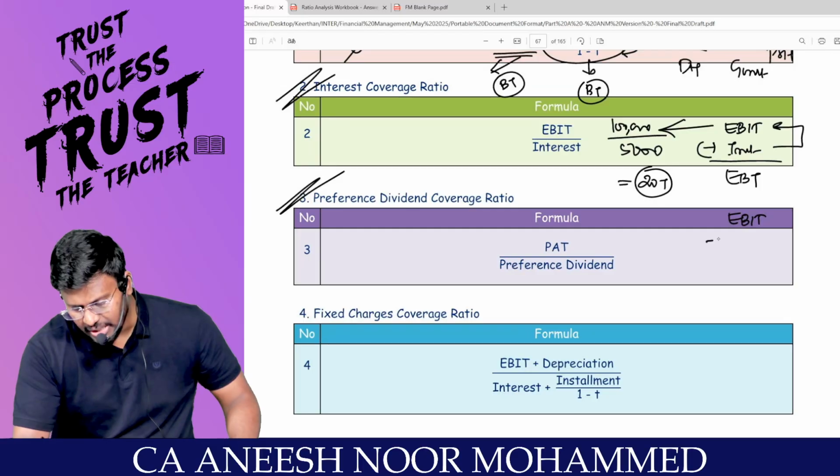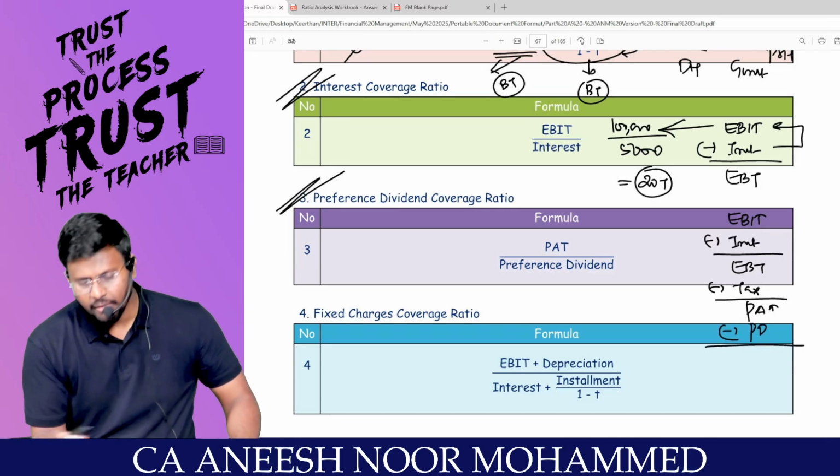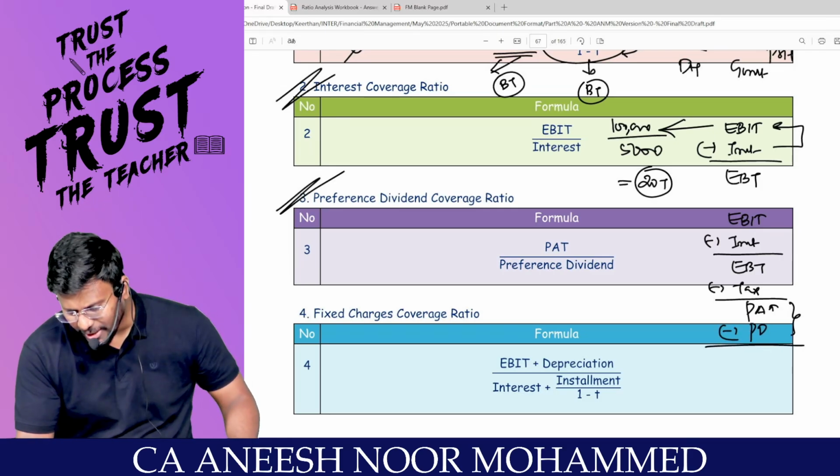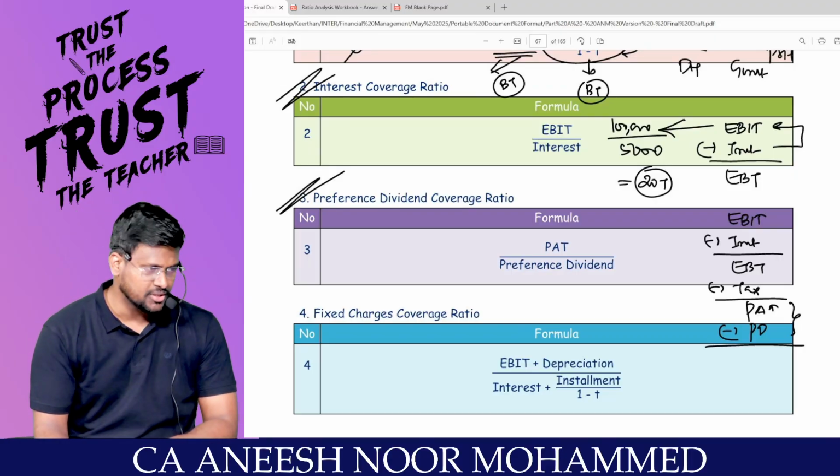Sir, from the EBIT, we will pay interest. We will get earnings before tax. From that, we will pay the tax. We will get the PAT. From the PAT only, we will pay the preference dividend. So, how much PAT I am having to pay the preference dividend is what the preference dividend coverage ratio is.